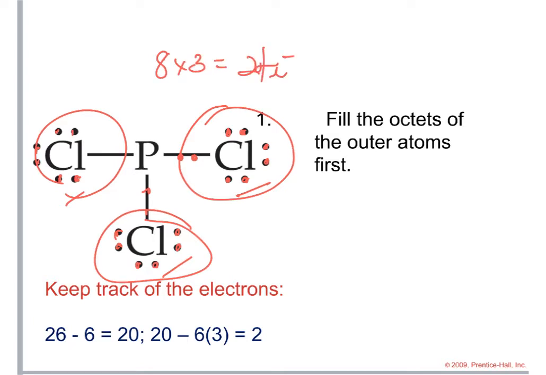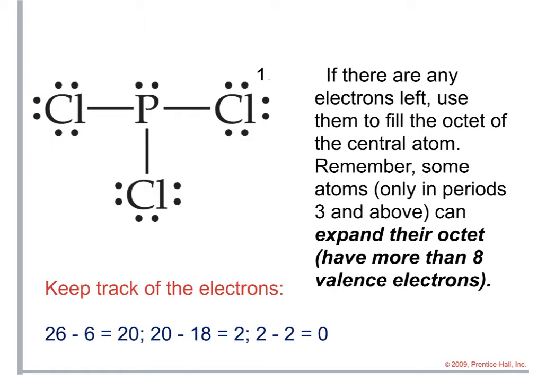Remember, we have 26 to place. So we need some place to put the 2 electrons we have left over. Well, the next rule tells us if there are any electrons left over after you give the outer atoms an octet, you put them on the central atom. So here are the 2 extra. And now if you count, we have placed 26 electrons and we are done.